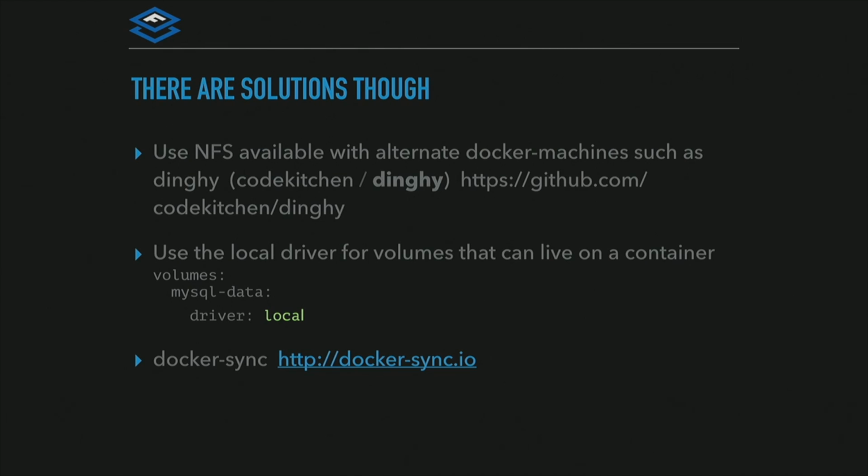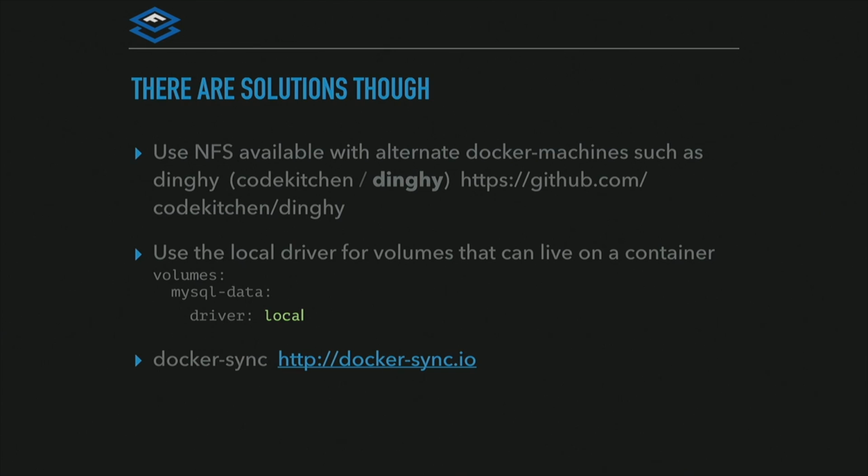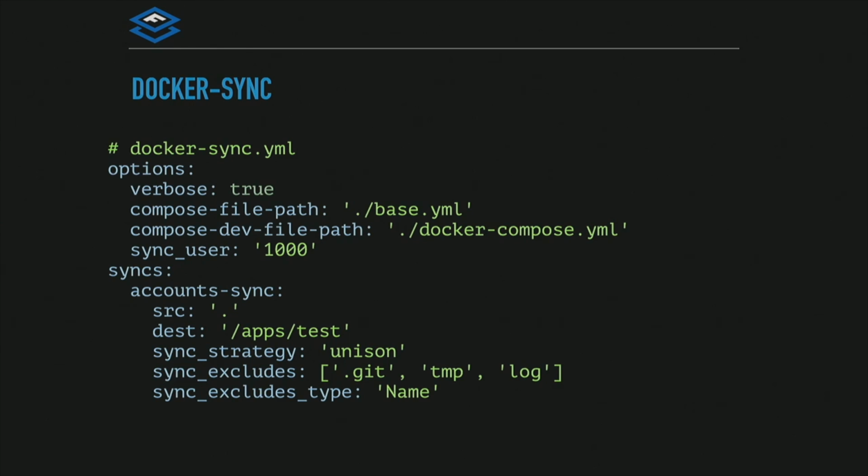Another one is Docker Sync. Docker Sync is something you can download from dockersync.io. It's a Ruby gem. Basically, it sets up a syncing container and uses a tool called Unison. You know what Unison is? It's bidirectional sync. So things that change inside the container will sync to your machine's file system, and changes you make will sync inside the container, and they'll have file events and stuff.